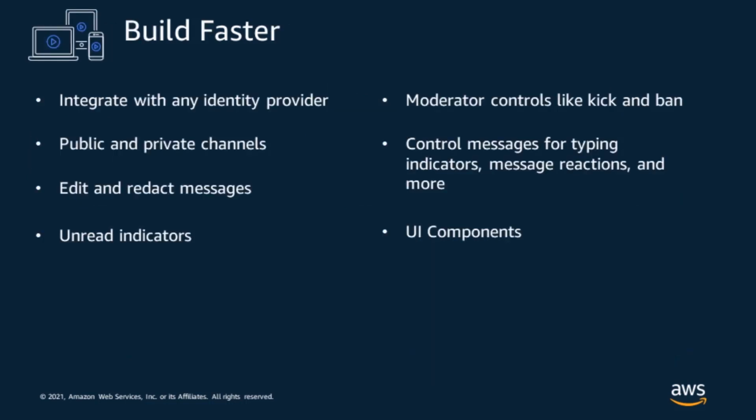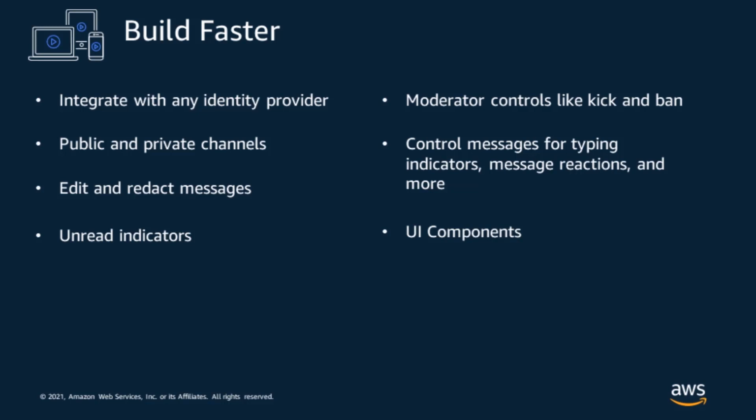So how does Amazon Chime SDK messaging enable all of these use cases? By following the same product goals seen across the Amazon Chime SDK: helping customers build faster, simplify their operations, and extend their applications. To help customers build faster, Amazon Chime SDK messaging makes it easy to integrate with almost any identity provider and can enable unauthenticated access when you want users to be able to join conversations quickly when they don't have an account. Amazon Chime SDK messaging also comes with common messaging features built in, including public and private channels, message editing and redaction, unread indicators, and user roles, including administrator, moderator, and standard.